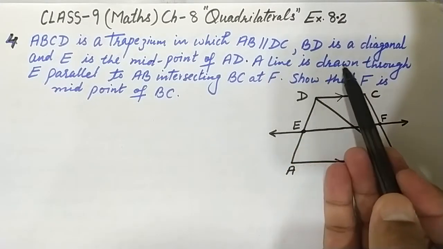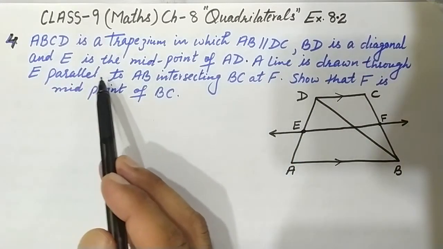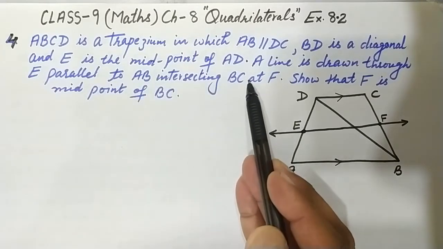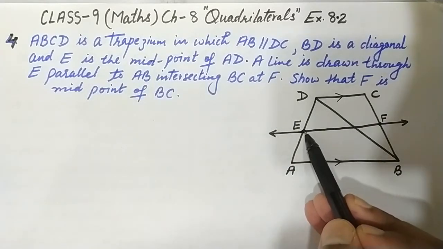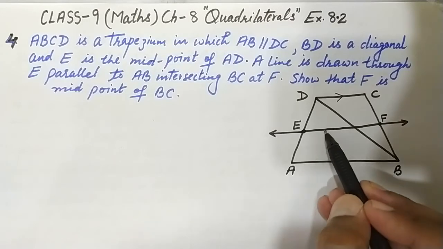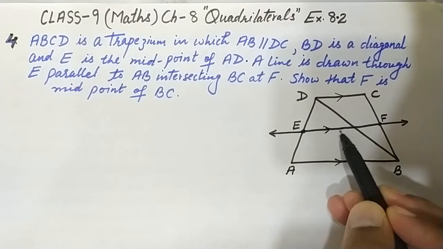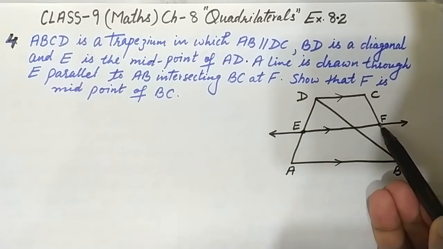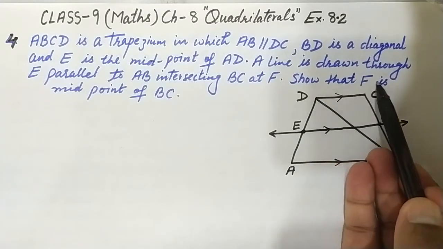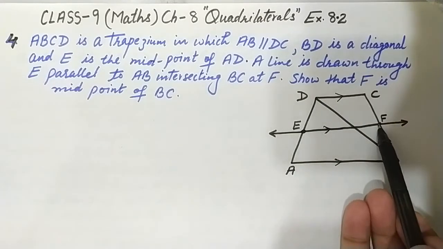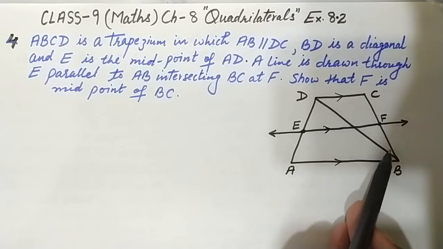A line is drawn through E parallel to AB intersecting BC at F. So from E a line is drawn which is parallel to AB, and intersecting BC at F. Show that F is the midpoint of BC. So we are to prove that F is the midpoint of BC.